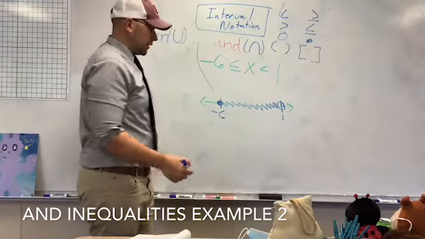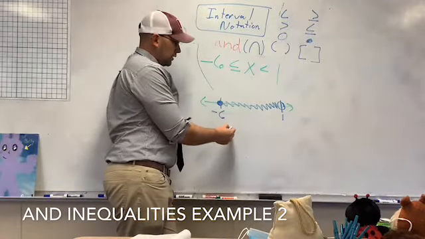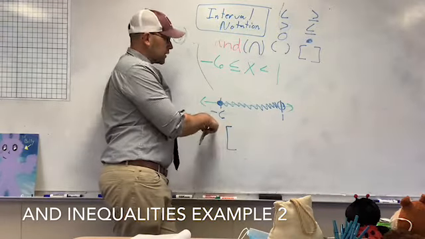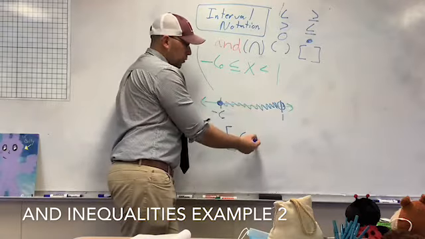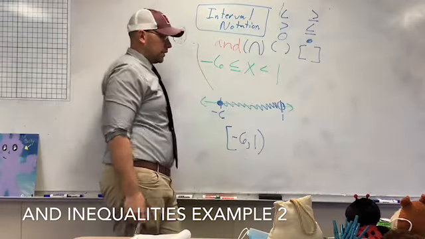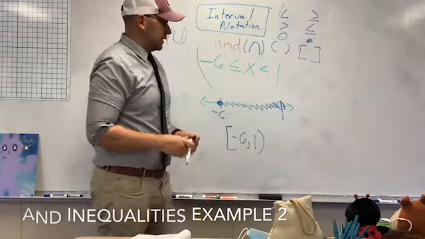Right, in that area. The way you would write this in interval notation, since this is a closed circle and it includes -6, we put a bracket. Then we put an open circle for the 1. Open circle, which is our parenthesis.